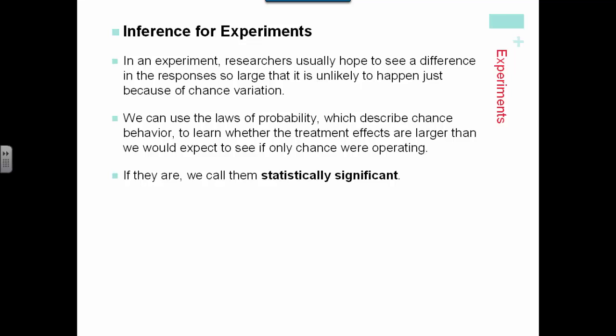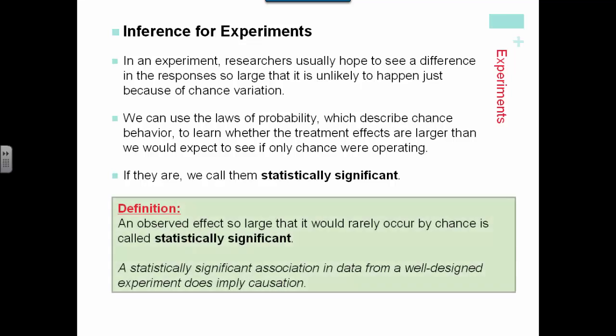In an experiment, researchers usually hope to see a difference in the responses so large it is unlikely to happen just because of chance variation. We can use the laws of probability, which describe chance behavior, to learn whether the treatment effects are larger than we would expect to see if only chance were operating. If they are, we call them statistically significant. So an observed effect so large it would rarely occur by chance is called statistically significant.